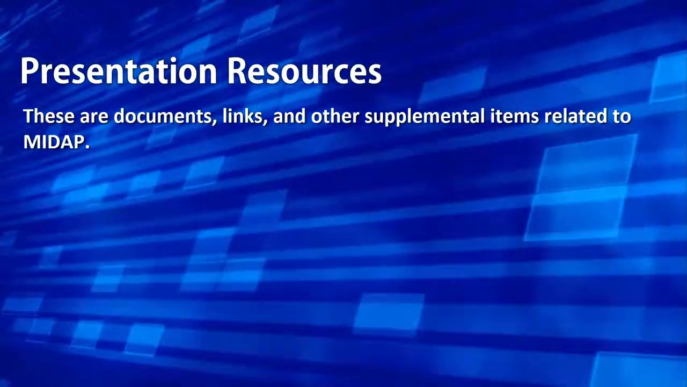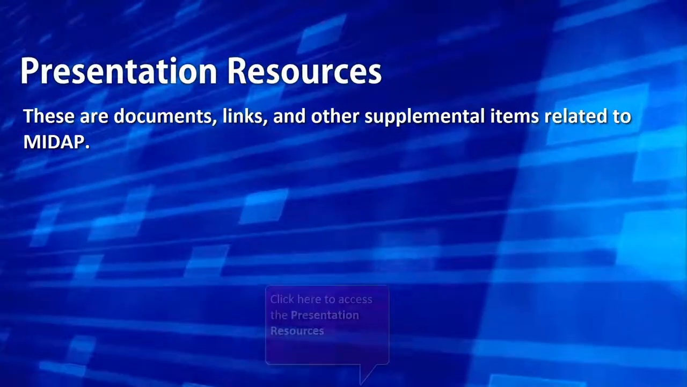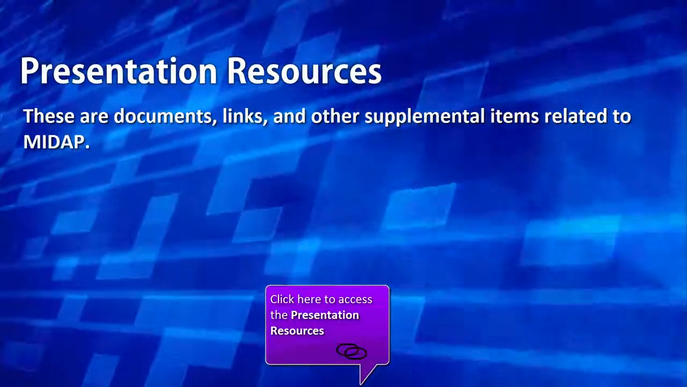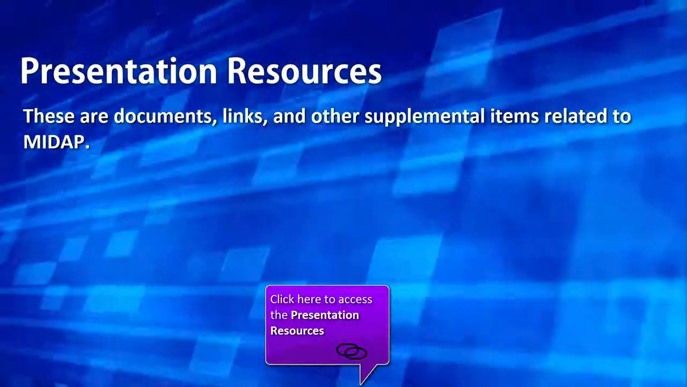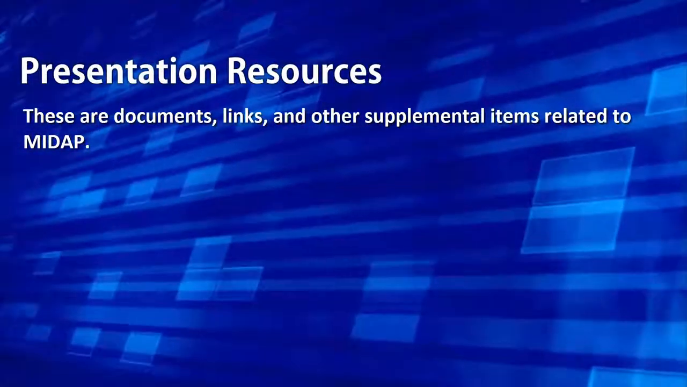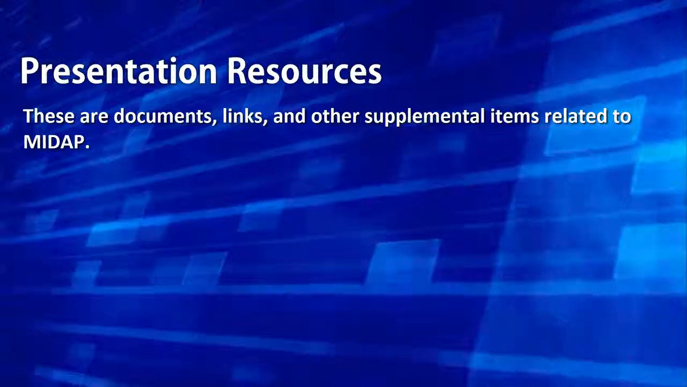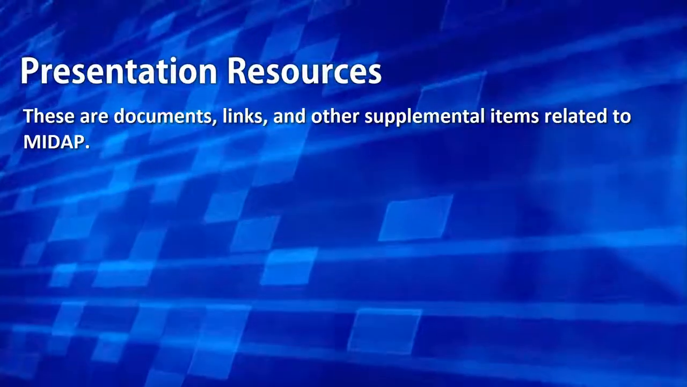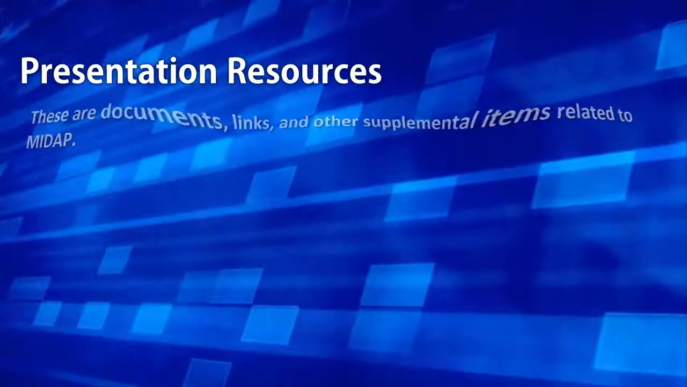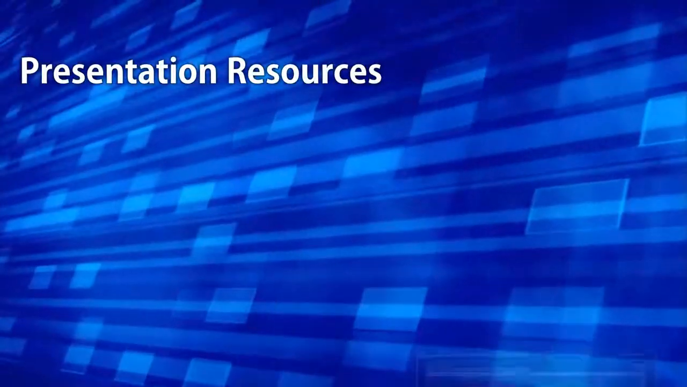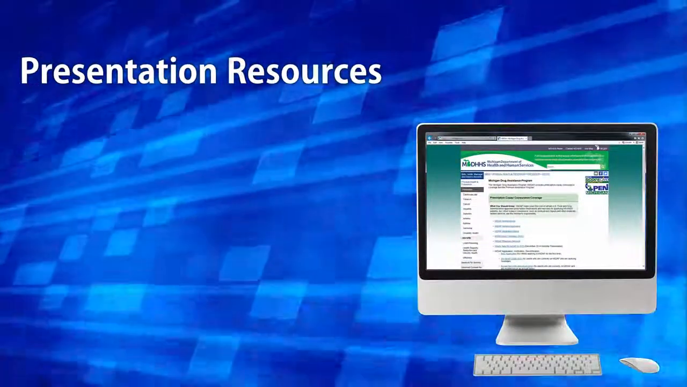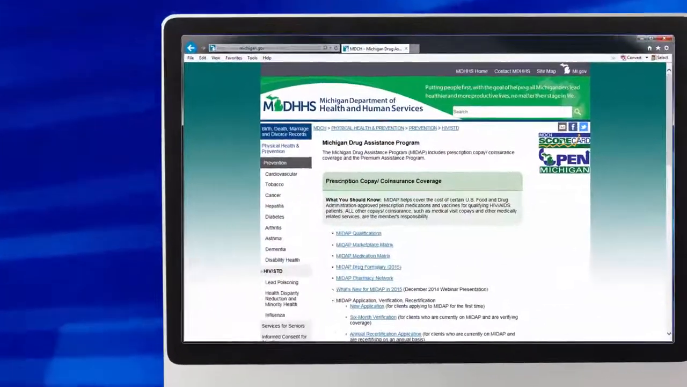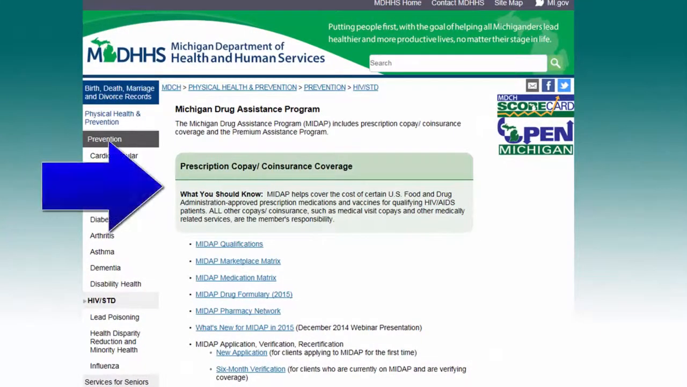If you look at the bottom of this video player, you will see an icon that looks like a chain link or a paperclip. If you click on that icon, you will see a list of all the links and documents referenced in this video. We have included the Premium Assistance application, other MyDAP applications, and checklists in the presentation resources. These resources are also available on the MyDAP website at www.michigan.gov/DAP in the Prescription, Copay, Coinsurance Coverage section.